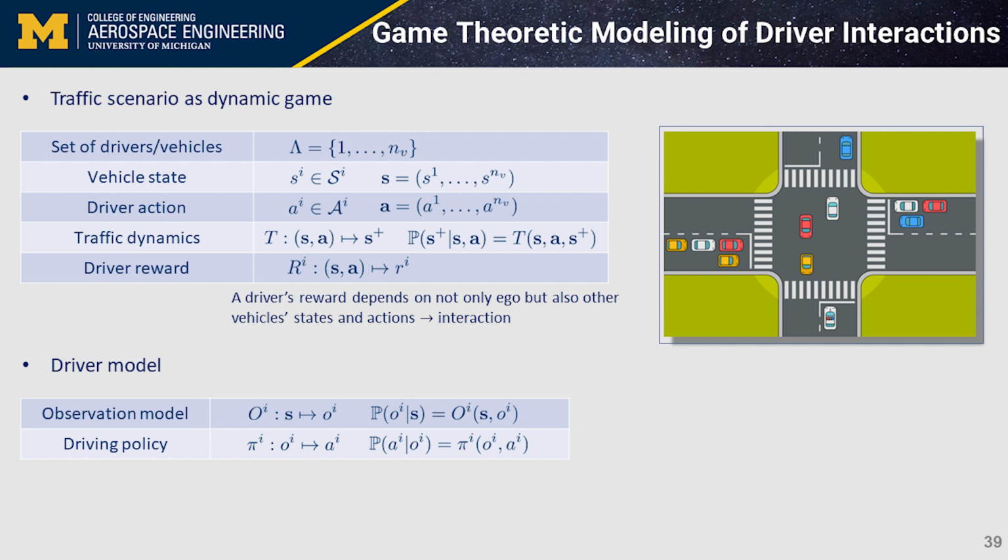And in principle, these transitions can be stochastic. So that is also allowed. We are not going to dwell too much on stochastic models in this talk. And then, of course, you need a driver reward. A driver reward pretty much maps the state of the traffic as well as actions that are being taken to the reward of the individual driver. And the reward of the individual driver depends on the traffic state, but also on actions of all the players, right? This is where the interaction and games come in. And then you might have an observation model that says that you observe part of the traffic state, and then the driving policy is a mapping between this state and action.